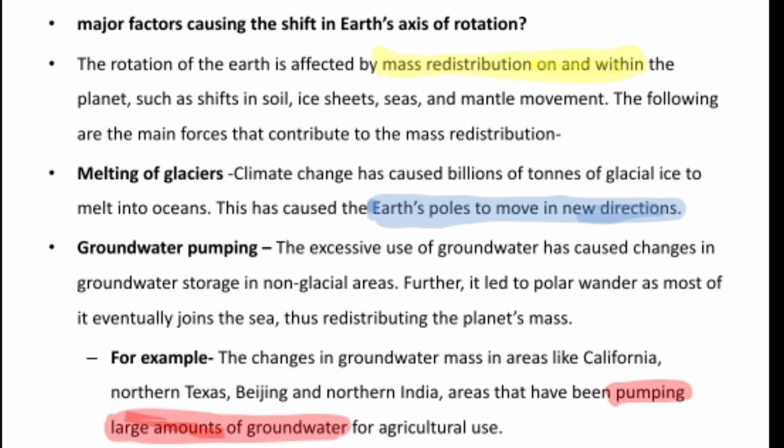The major factor causing the shift in the earth's axis of rotation is mass redistribution within the planet. What is mass redistribution? It is the redistribution of soil, ice sheets, seas and mantle movement, which ultimately leads to the movement of the earth's axis by 10 centimeters every year. Melting of glaciers at the poles also seeks a new direction, which is why this movement happens. Groundwater pumping also leads to a large amount of water evacuation from the groundwater, as it is used heavily for agriculture. So the movement of the earth happens because of all these reasons: melting of glaciers, groundwater pumping, and global warming. These all cause the earth's axis shift.